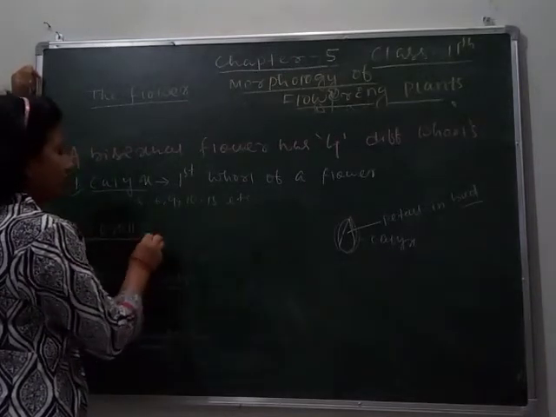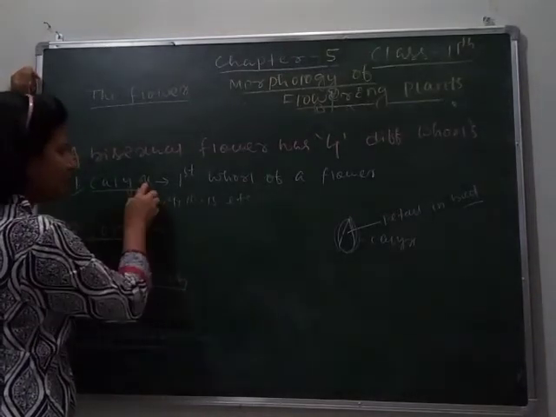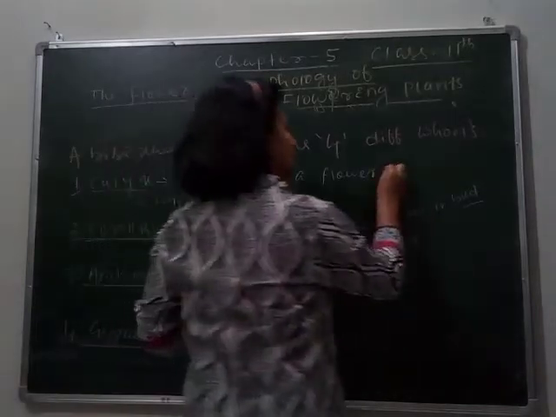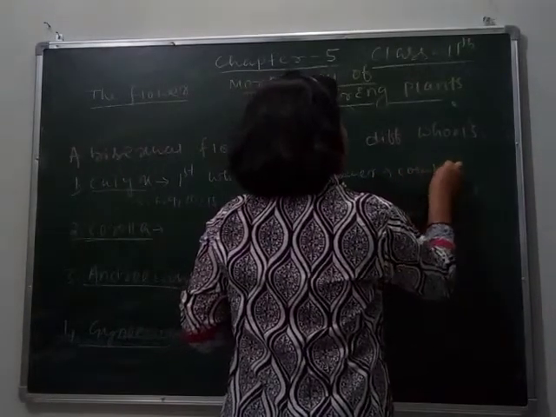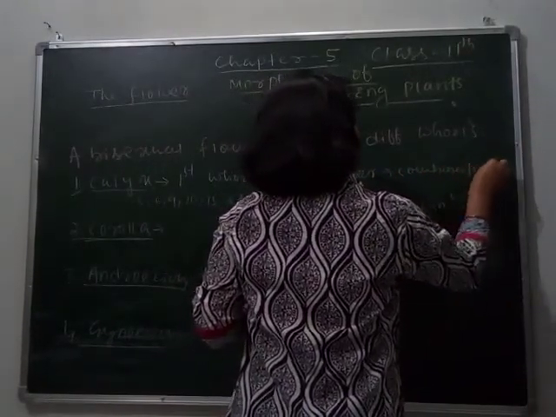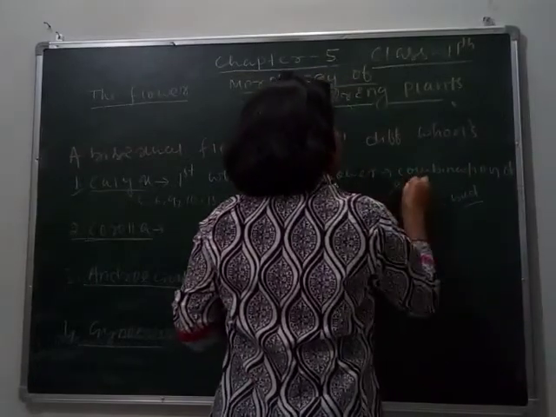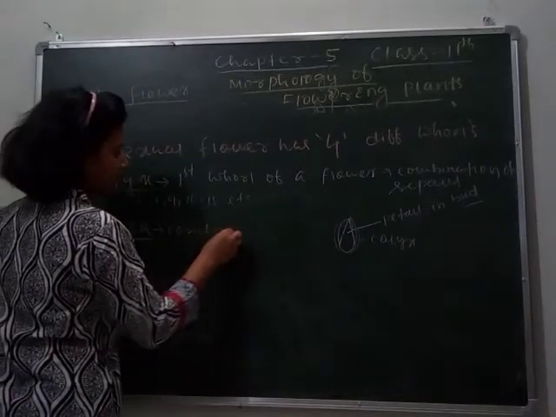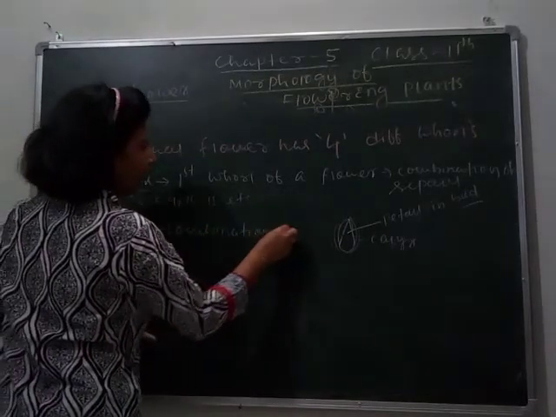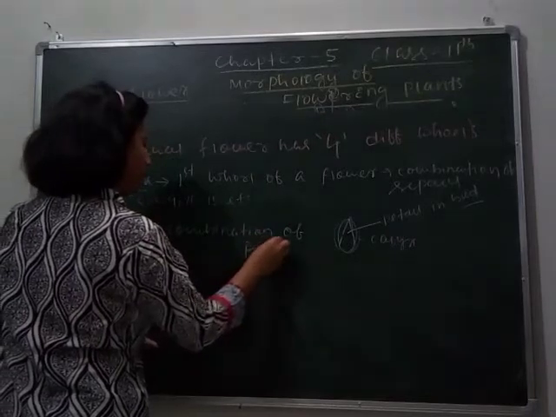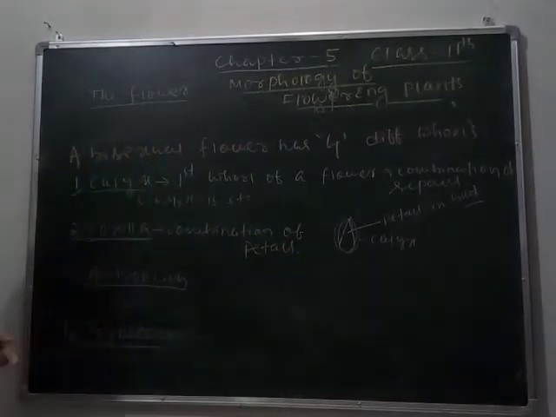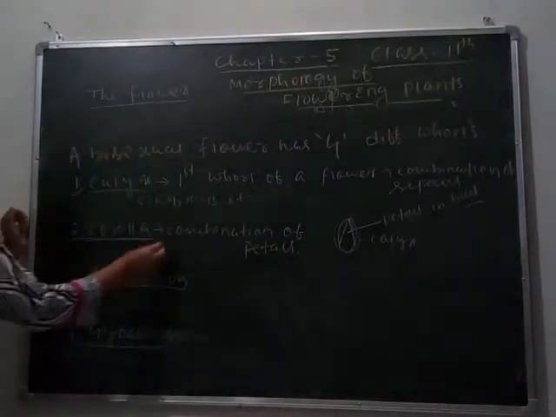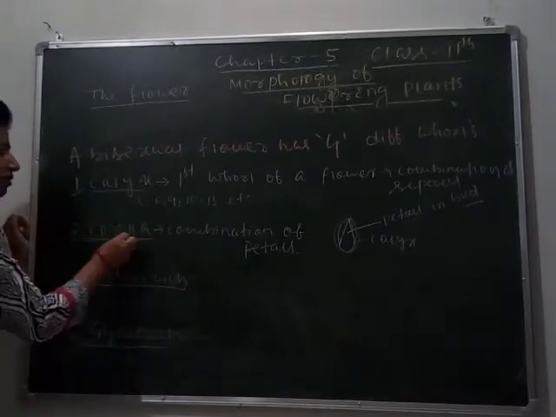Next is corolla. Here calyx is the combination of sepals. And corolla is the combination of petals. Corolla is the combination of petals. Clear? So what is the function of corolla?